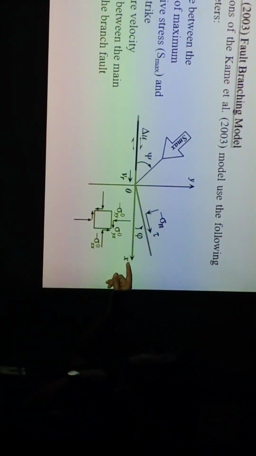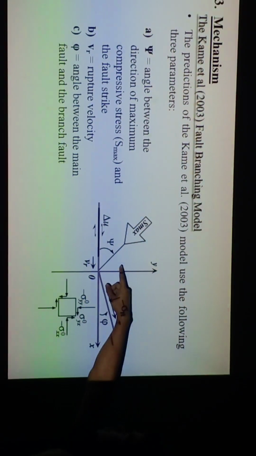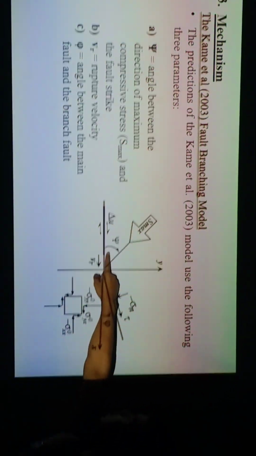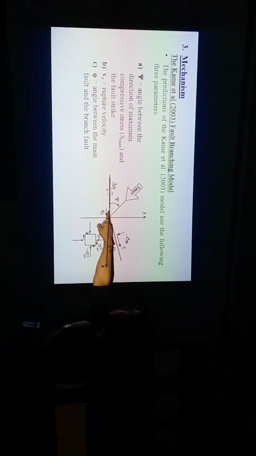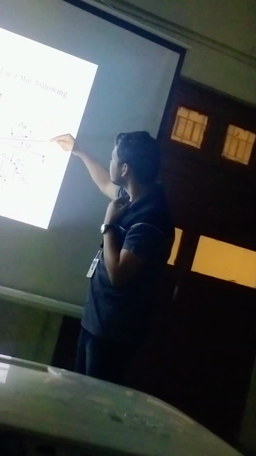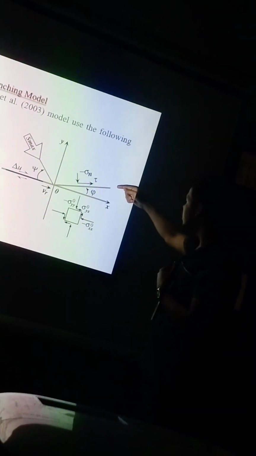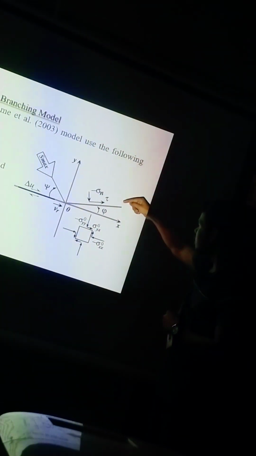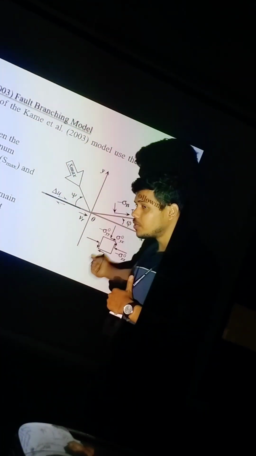Here the x-axis denotes the strike of the main fault, and S-max denotes the maximum compressive stress direction. And psi is the angle between the maximum compressive stress direction and the strike of the main fault. And here is where the branching of the fault will occur. And phi is the angle between the branch fault and the strike of the main fault. And here quadrant 1 is known as the compressional side, and quadrant 4 is known as the extensional side.